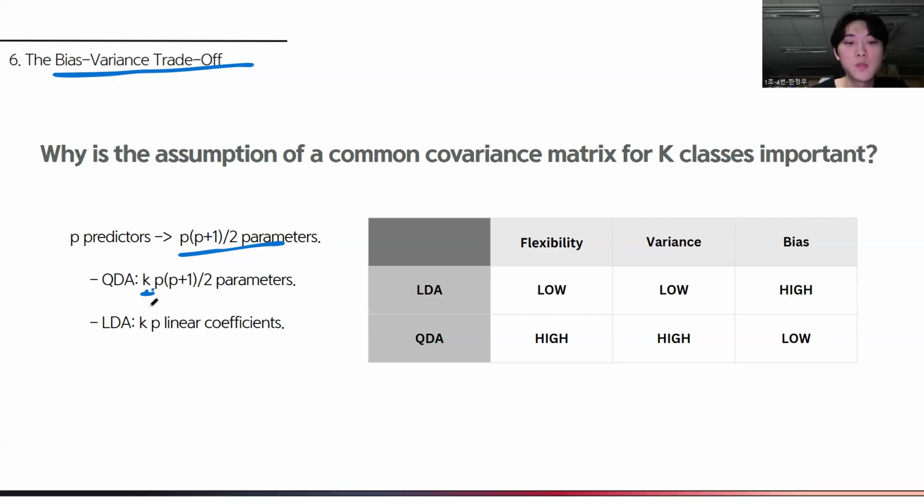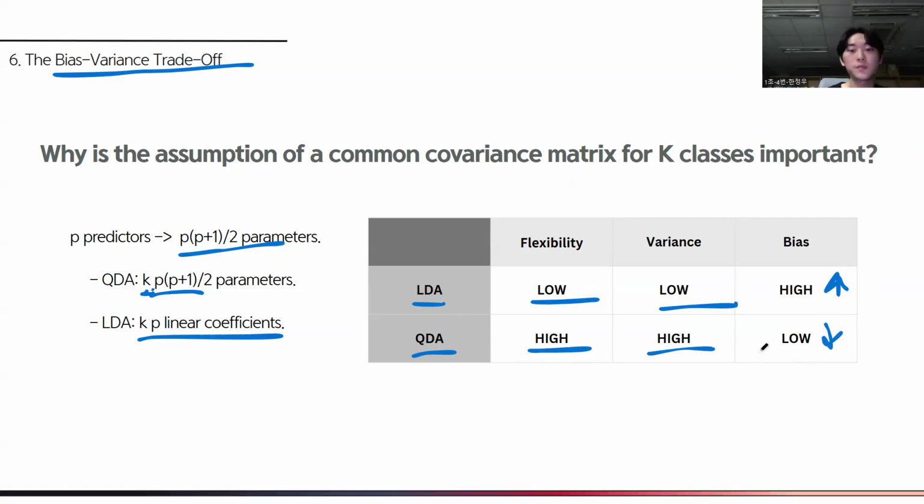So this becomes a vast number of parameters. But conversely, LDA assumes a common covariance matrix, which requires the estimation of only K times p linear coefficients. LDA exhibits lower flexibility and lower variance, but high bias. But QDA has high flexibility and high variance, but low bias.